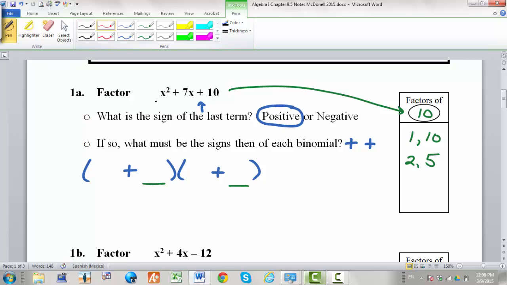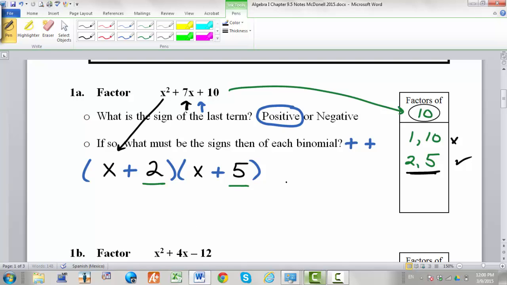And the front spot is very simple. What multiplies to get x squared? Well, x times x. Now, what multiplies to get 10, but also adds to get 7? Well, hopefully you obviously see it's not going to be 1 and 10, but it is going to be 2 and 5. And so we're going to put a 2 in and a 5 in.